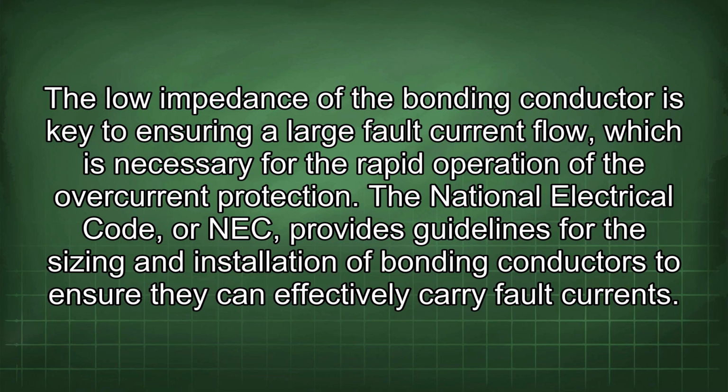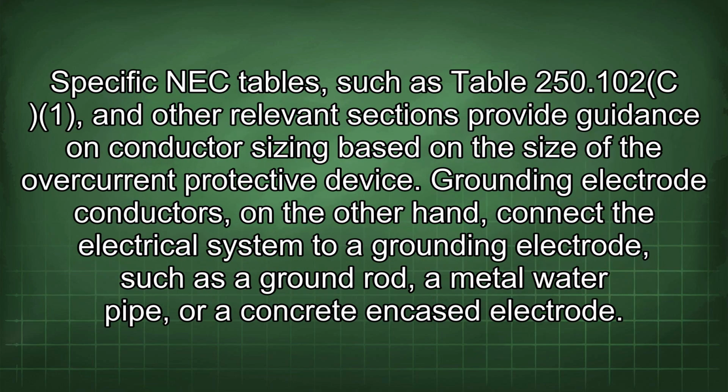The National Electrical Code, or NEC, provides guidelines for the sizing and installation of bonding conductors to ensure they can effectively carry fault currents. Specific NEC tables, such as Table 250.102(C)(1), and other relevant sections provide guidance on conductor sizing based on the size of the overcurrent protective device.